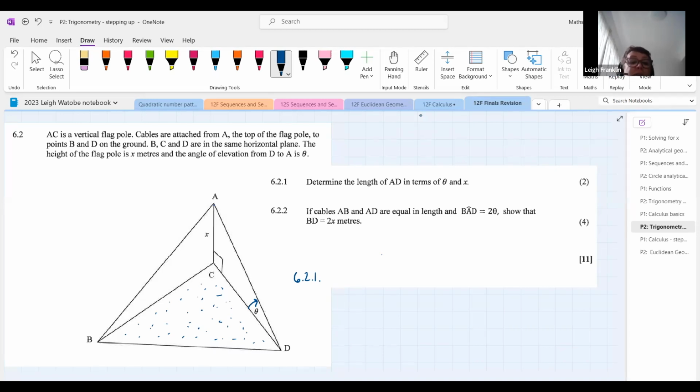So when it asks us to determine the length of AD in terms of theta and x, are we working in a right angled triangle?